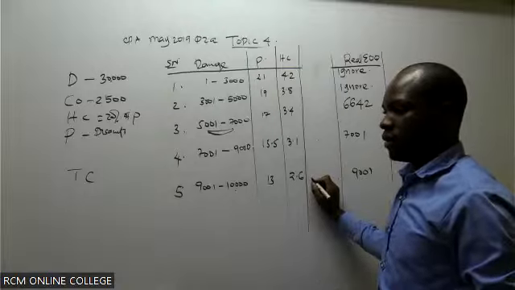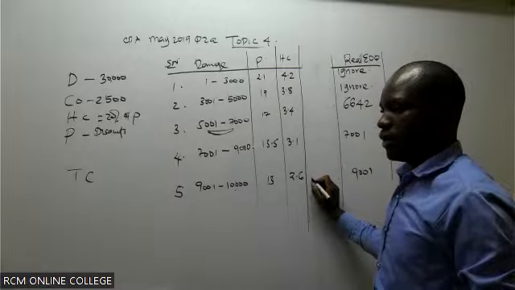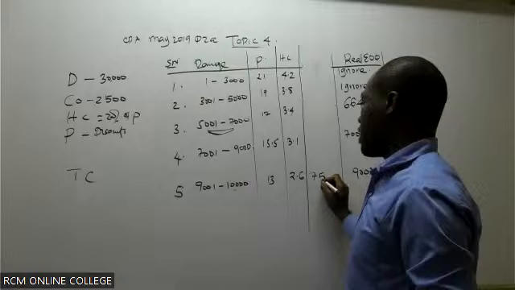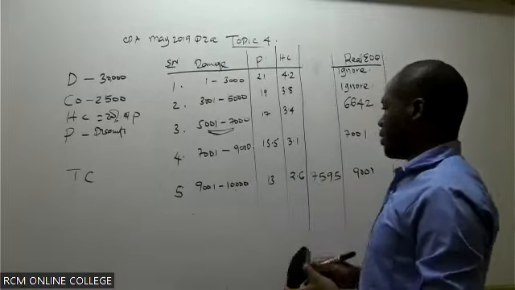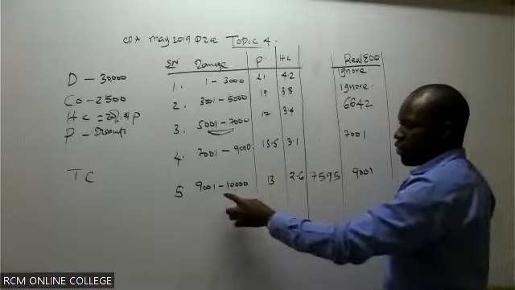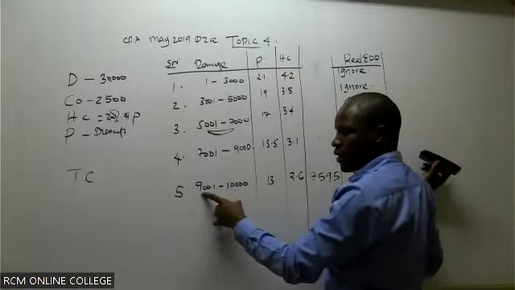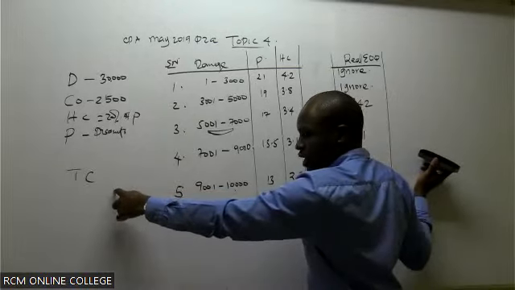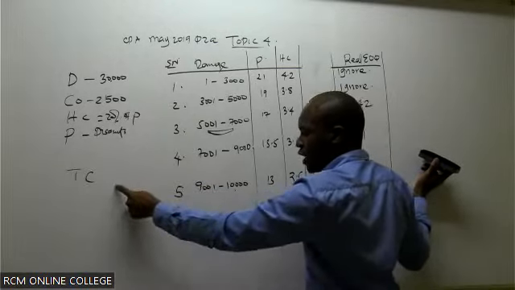Give me a figure. 79, 75, 95. 75, 95. Haiko hapa katikati. 7,000. Before you reach to 9,000, 7,000 iko huku. Iko somewhere here. So it is below this range.